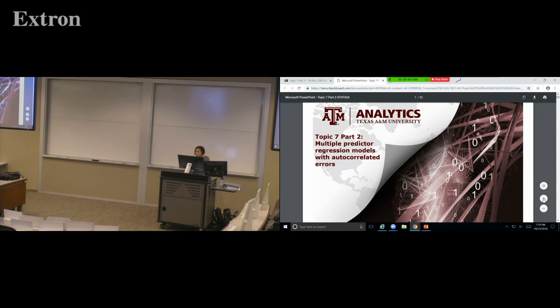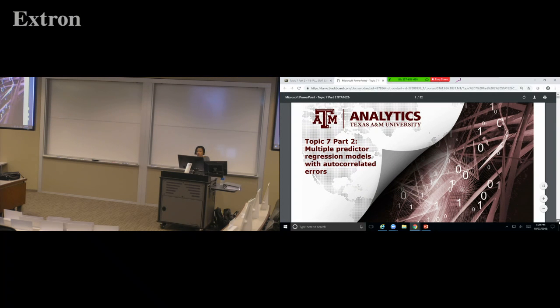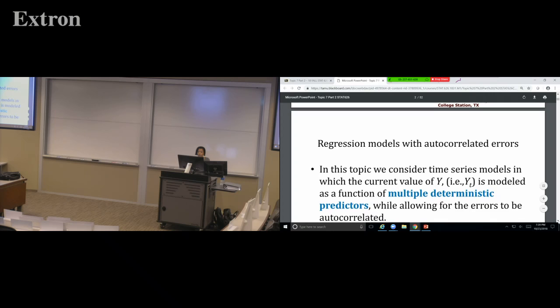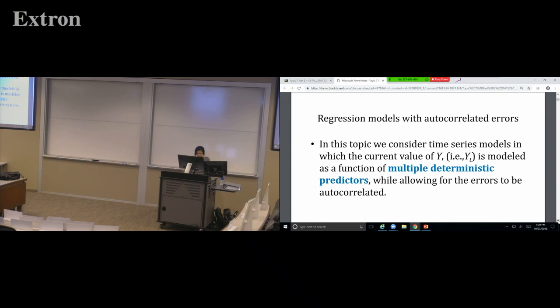Similar to what we just did with straight line regression with autoregressive 1 errors in the Berkshire Hathaway examination, we're now going to consider time series models where the current value of Y is modeled as a function of multiple deterministic predictors while allowing for the errors to be autocorrelated.